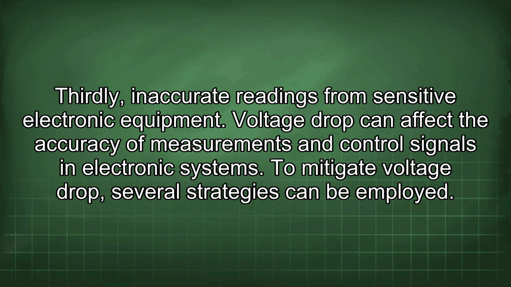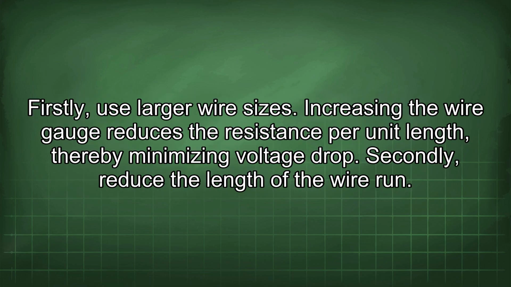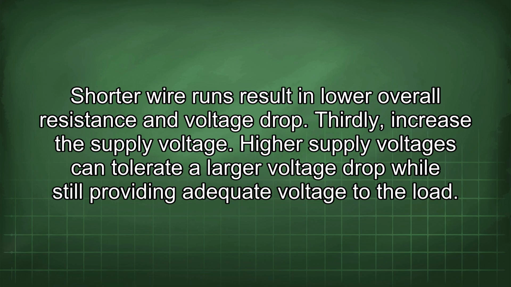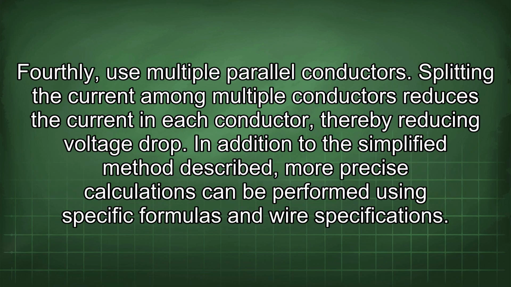To mitigate voltage drop, several strategies can be employed. Firstly, use larger wire sizes. Increasing the wire gauge reduces the resistance per unit length, thereby minimizing voltage drop. Secondly, reduce the length of the wire run. Shorter wire runs result in lower overall resistance and voltage drop. Thirdly, increase the supply voltage. Higher supply voltages can tolerate a larger voltage drop while still providing adequate voltage to the load. Fourthly, use multiple parallel conductors. Splitting the current among multiple conductors reduces the current in each conductor, thereby reducing voltage drop.